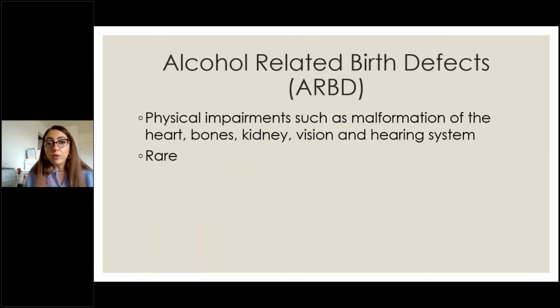And then the last, which is the more rare form, is alcohol-related birth defects. In this one, we see more impact on the formation of the organs, which tells me that there was more exposure in the second trimester, where the organs are forming, okay? So we see more problems such as heart issues, murmurs, bones, kidney problems. We see a lot of vision related issues. We see some hearing problems. So a lot more physical problems than facial features or cognitive issues.